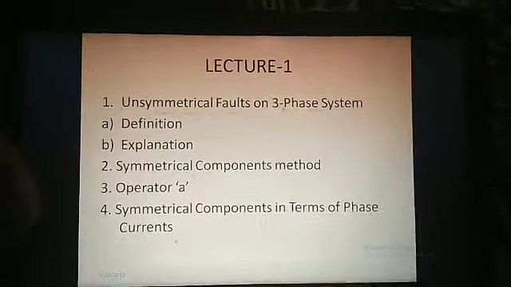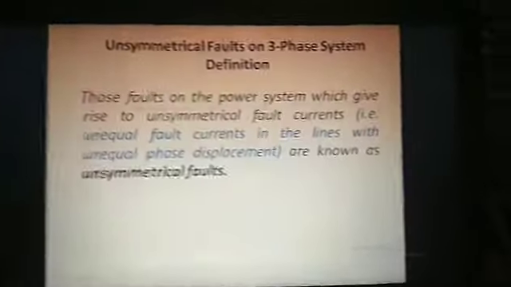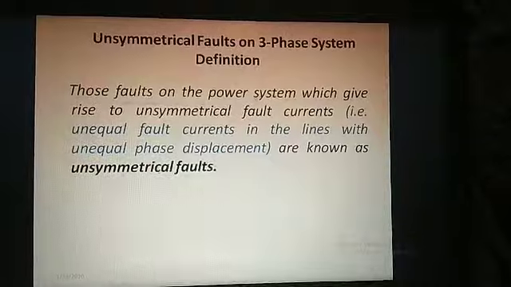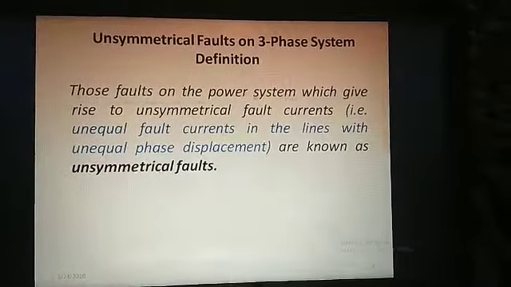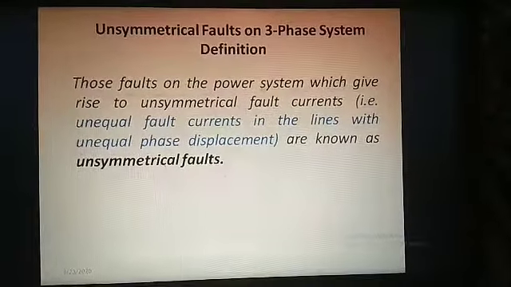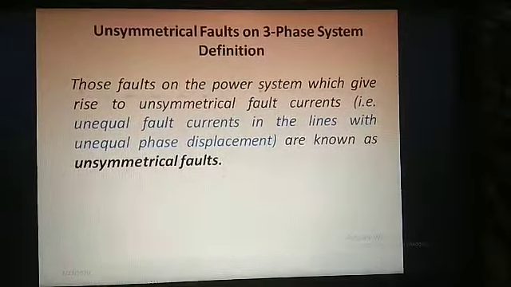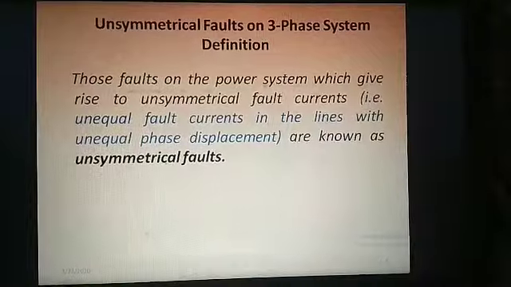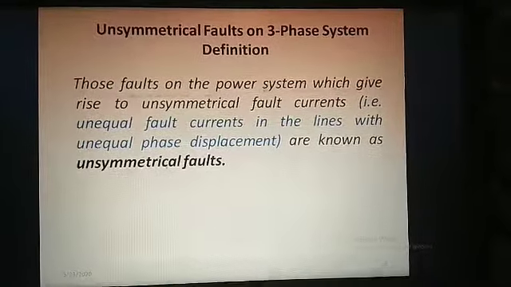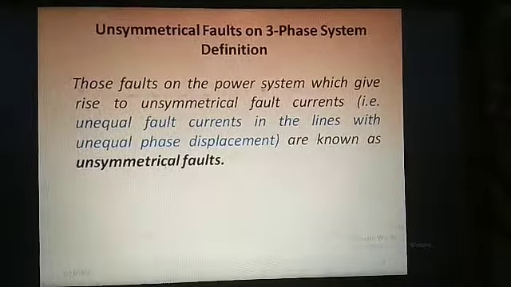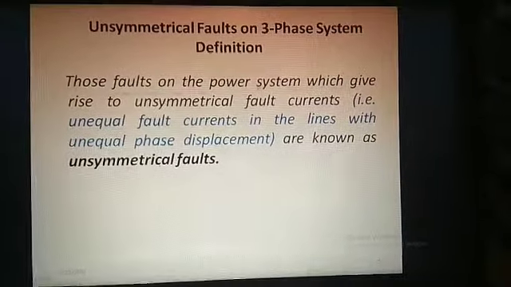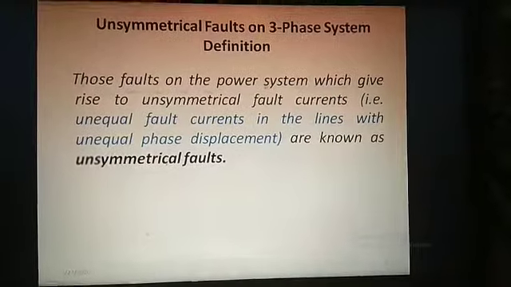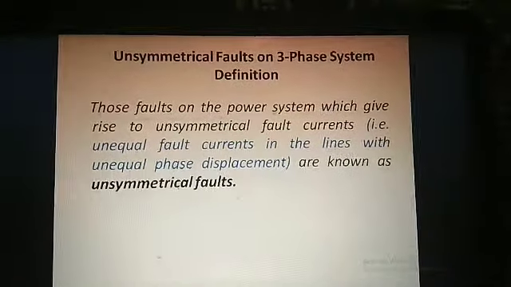Now moving to the next slide. Here the definition is given about unsymmetrical faults on three-phase system. So what are actually these unsymmetrical faults on three-phase system? Those faults on the power system which give rise to unsymmetrical fault currents are known as unsymmetrical faults. So it's a very simple definition.